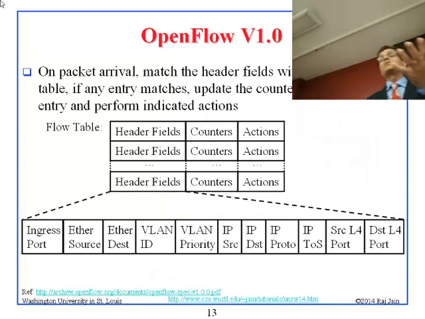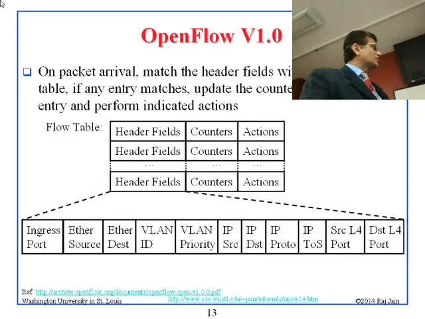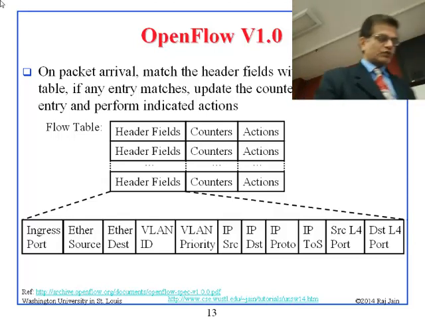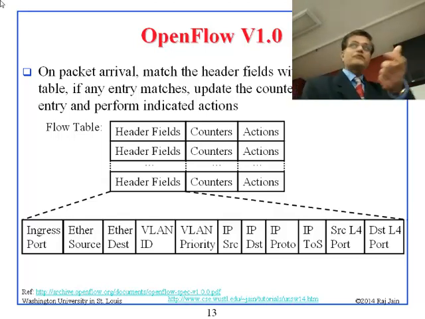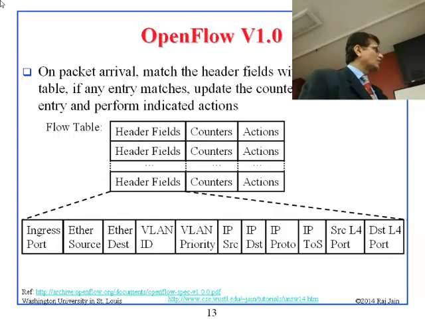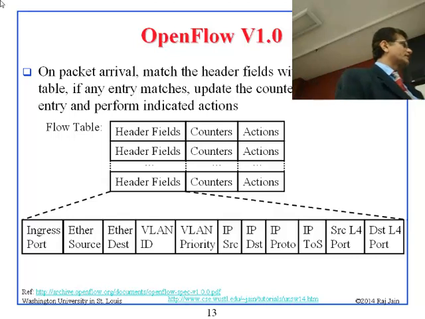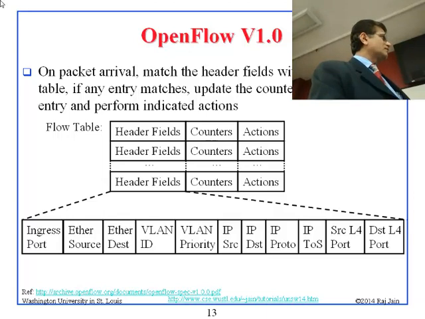So first, let's understand OpenFlow. In OpenFlow version 1.0, there is a table. Every switch has a table, which consists of many rows. Each row has header fields, counters, and actions. The header fields are, basically, you have to say what is the port that it came from, the physical wire it came from, what is the source address, what is the destination address of the packet, the VLAN ID, IP source, IP destination, port number, TCP port, UDP port, et cetera. So all of these fields have to be matched. If they match, then you do something with the counters and you take some actions.